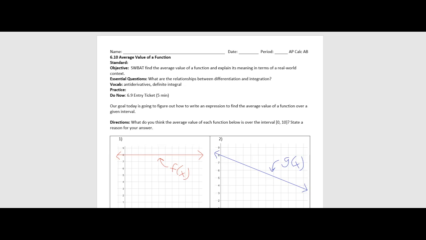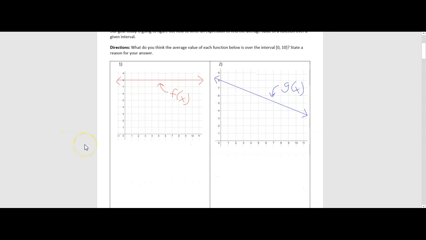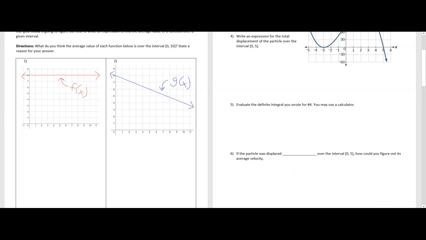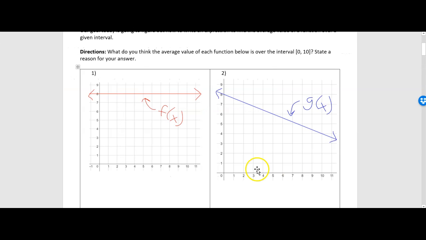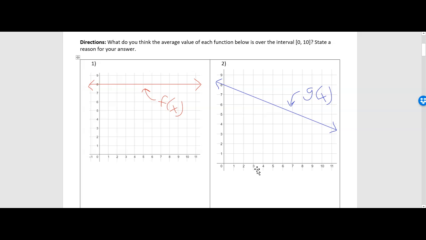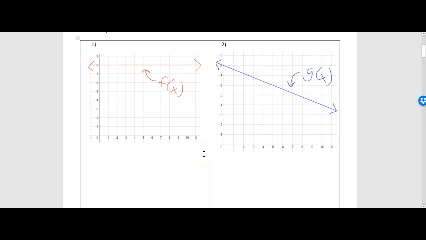Today we're going to finish up Unit 6 and talk about how to find the average value of a function. So, to begin, take a look at these first two problems here. One constant function, one linear function, and see if you could find the average value of the function over the interval 0 to 10 for both of those functions. So pause the video, see what you can do, and then come back and join me for a discussion.